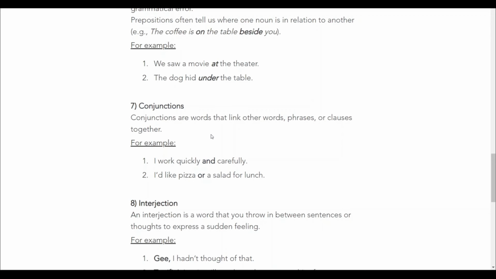Conjunctions. Conjunctions are words that link other words, phrases, or clauses together. For example, I work quickly and carefully. I'd like a pizza or a salad for lunch.